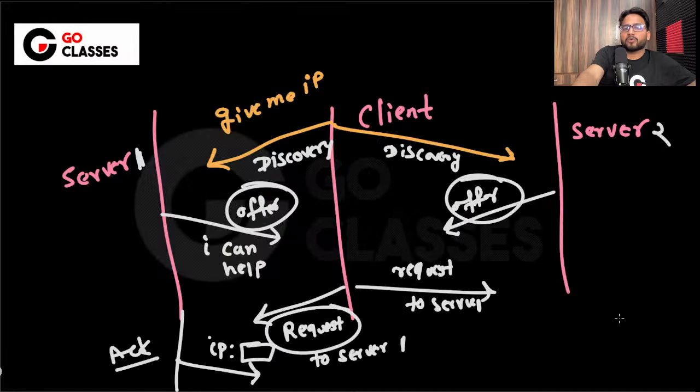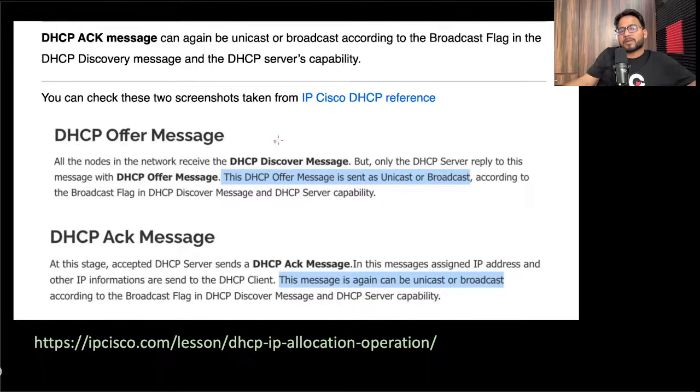You do not need to know this detail, but still I'm telling you that the DHCP offer, which the server is sending, can be unicast or broadcast. Whatever the server sends, it could be unicast or it could be broadcast.